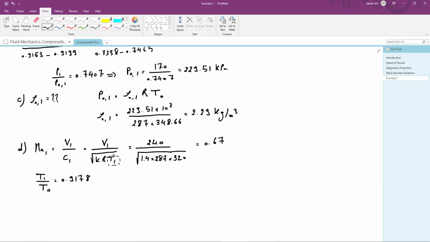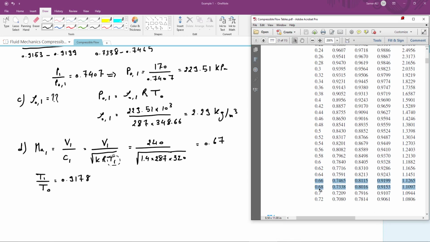And if we open the compressible flow tables.pdf, in the first column we have the values for the Mach number. So you can simply interpolate between the temperature ratio, which is in column number 4, and the Mach number, which is in column number 1. At a temperature ratio of 0.9199, we have a Mach number of 0.66. And at 0.9153, we have a Mach number of 0.68. So at T1 over T0, which is 0.9178, what will be the Mach number 1?